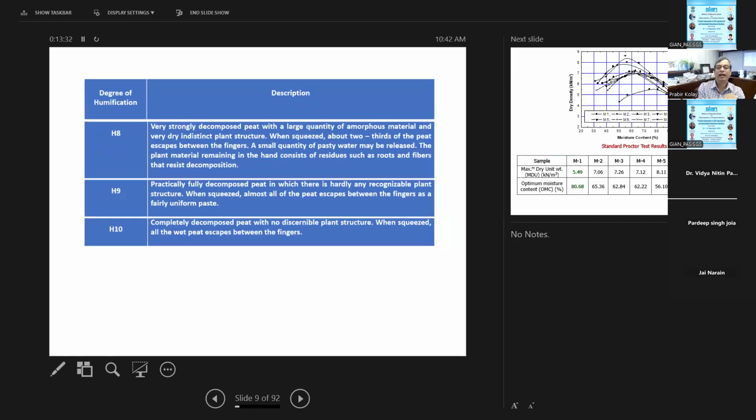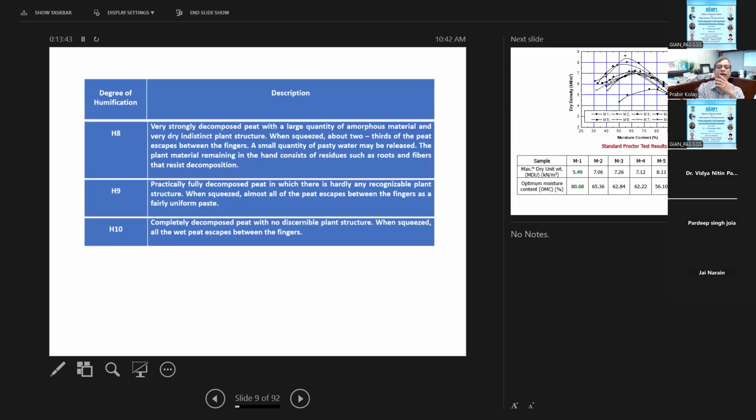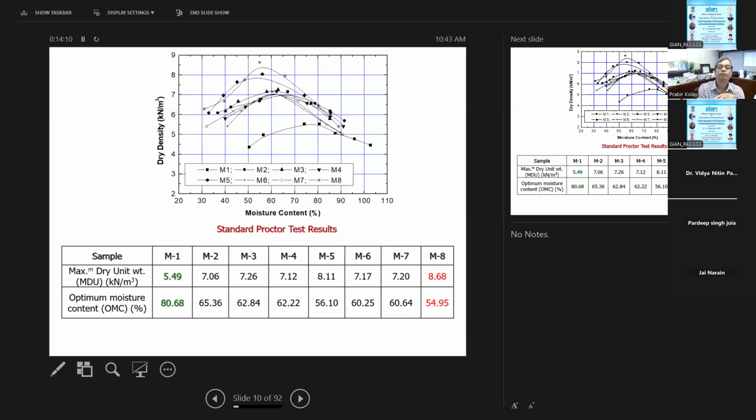There are 10 classes, H1 to H10, and this is called the von Post scale. So you can find out what the different categories are. The H10 is completely decomposed peat. So no plant fractions, and when it's squeezed, the peat escapes, scraping between the fingers. Depending on the fiber content or the degree of decomposition, depending on what type of water is coming out, whether only water is coming out or the peat is coming out, all these things you can find out from there.